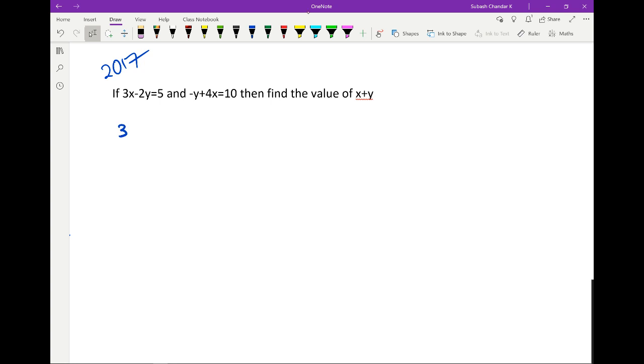So we've got 3x minus 2y equals 5. For this particular question, what should I do, substitution or elimination? I was going to do substitution, but actually, let's do elimination. So I'm going to write that second equation down, but I'm going to write it with x in the front. So it's going to become 4x minus y equals 10.